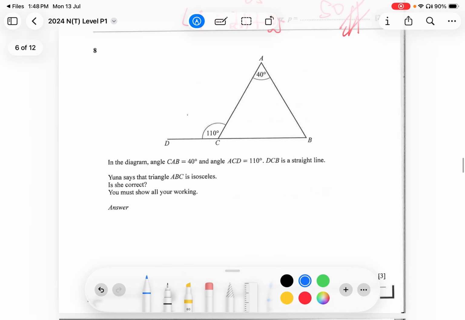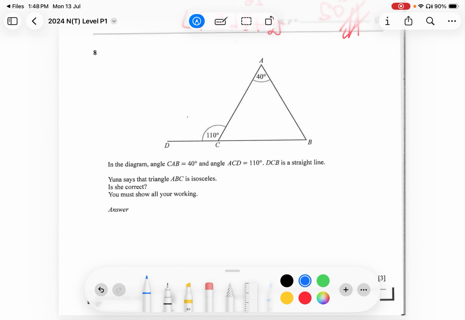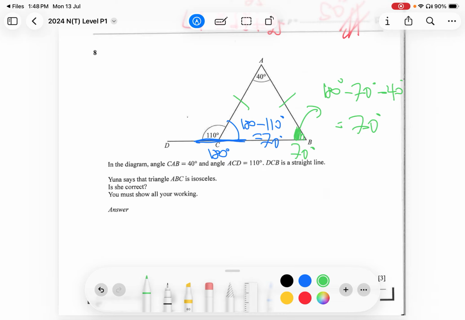The next one. This is a triangle. They say that ABC is isosceles. Is this correct? Let us see. This is a straight line. This 110 and this make 180 degrees, so this one must be 180 minus 110, which is 70 degrees. How about this angle? 180 minus 70 minus 40, also 70. So these two angles are 70, which makes it an isosceles triangle. Yes, it is. She is correct.